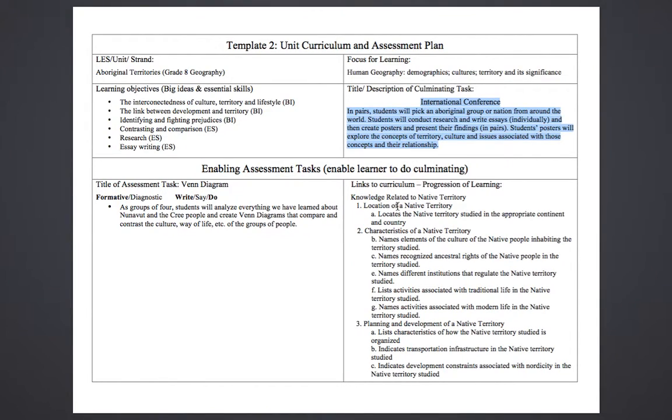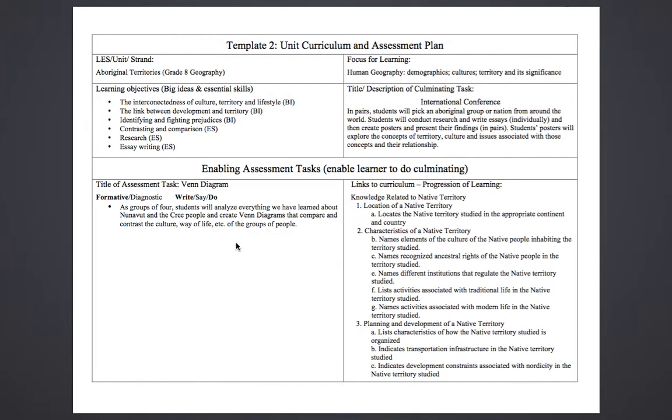So once they've written that essay, they are going to pair back up and create research posters and present those research posters to the class in the style of kind of an international conference. So they'll go in front of their peers and introduce the culture of the group they've chosen, and they'll talk about the organization of the territory, stuff like that. And then they'll introduce the threats and maybe propose some possible solutions. So yeah, that's basically what they'll be doing for the culminating.